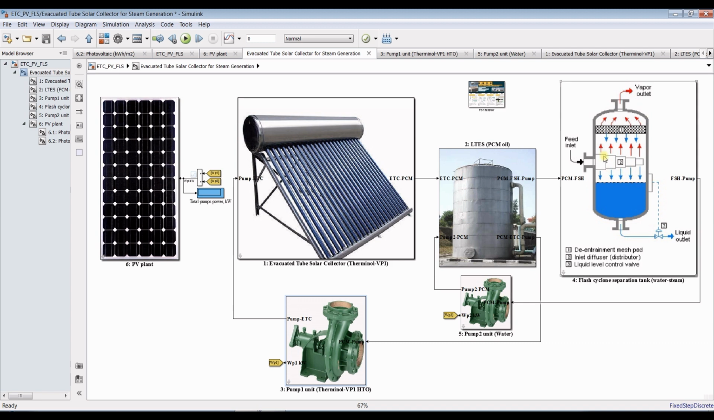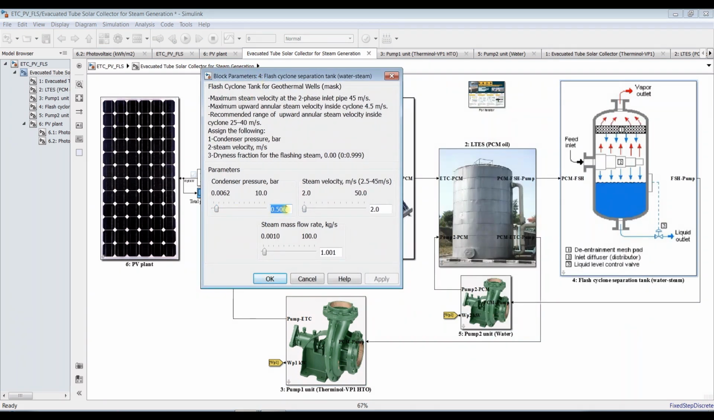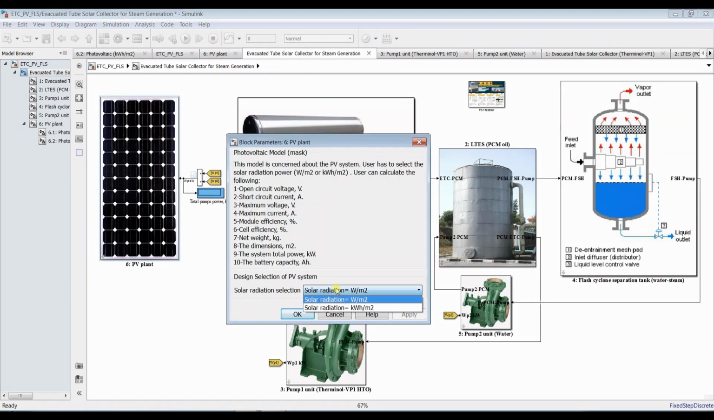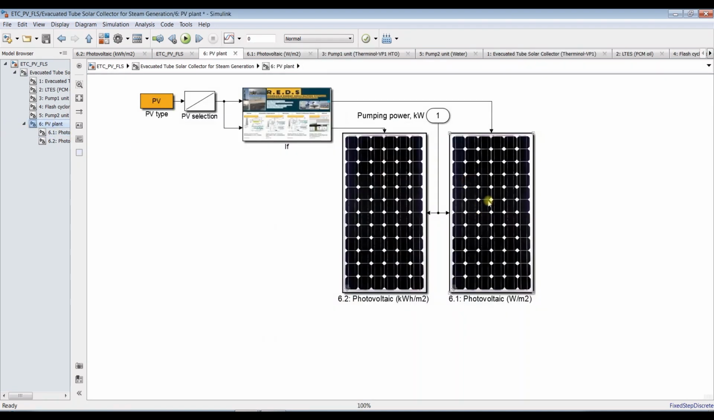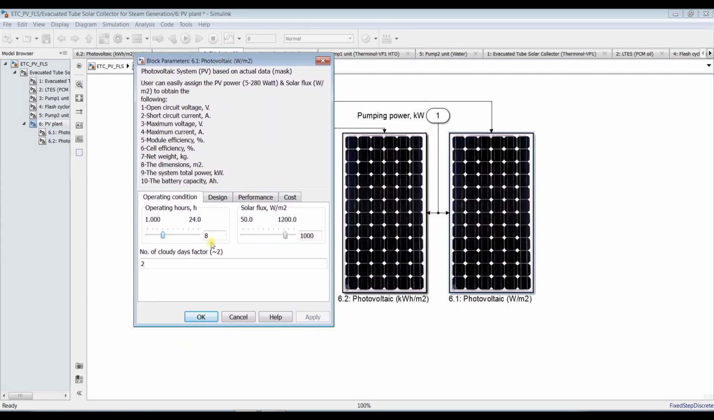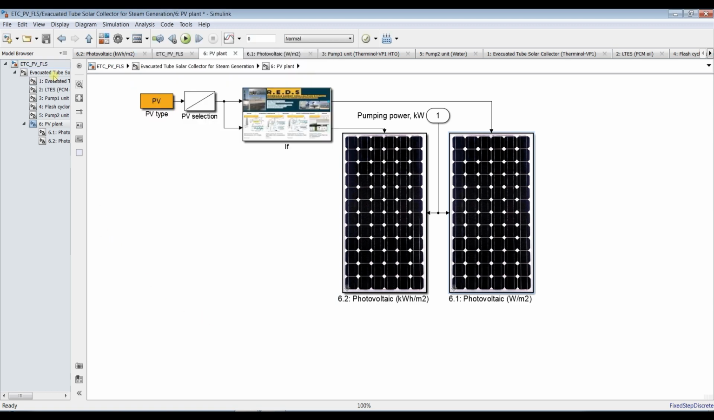For the flash evaporation tank, we have to assign the condensation pressure or lower pressure, steam velocity, and steam mass flow rate. What steam mass flow rate are you going to deal with in this cycle? For photovoltaic, we have to choose between watt per meter square or kilowatt hour per meter square. I prefer watt per meter square. You can assign the operating hours and the flux or solar radiation. Then design the module power, battery depth, battery efficiency, and cost of your batteries. So we prepared everything.